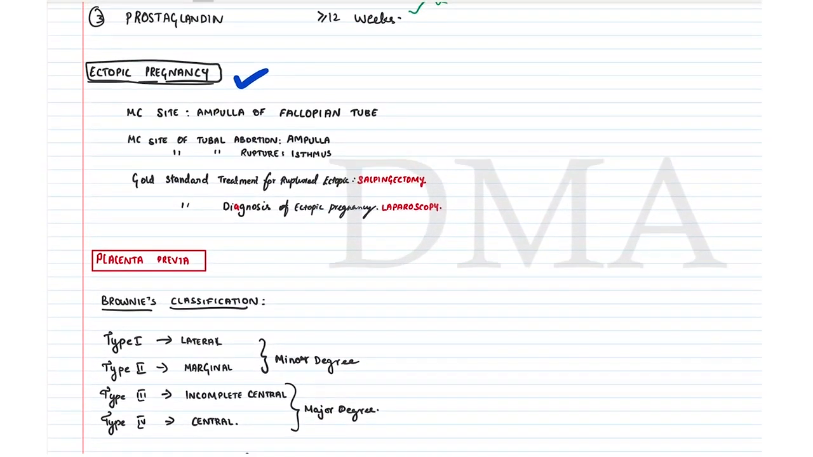And next is your ectopic pregnancy. I'm going to talk about ectopic pregnancy only a few things. Number one is your most common site, that is the ampulla of your fallopian tube, and the most common tubal abortion site is the ampulla again. But a tubal rupture, it is the isthmus. So tubal rupture, isthmus; tubal abortion, it is ampulla.